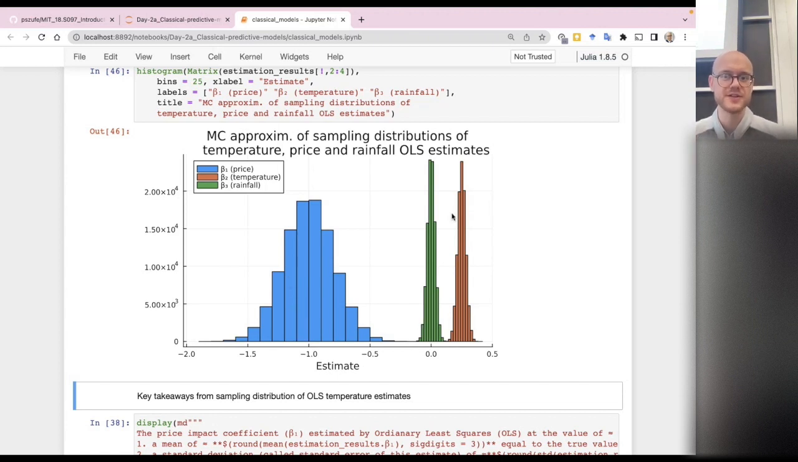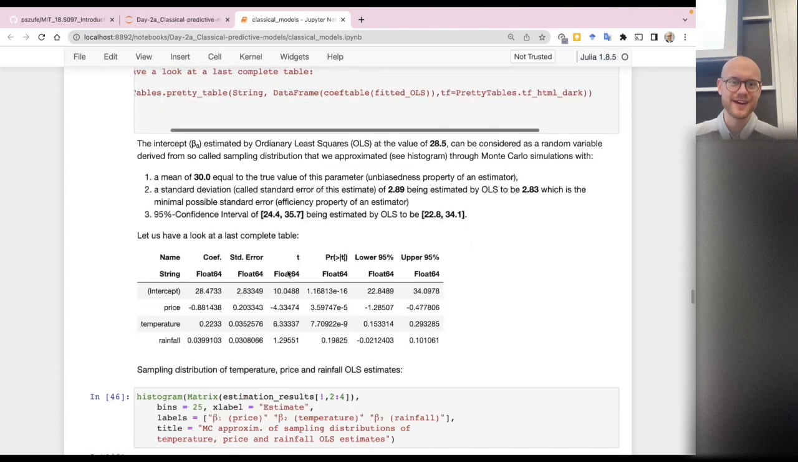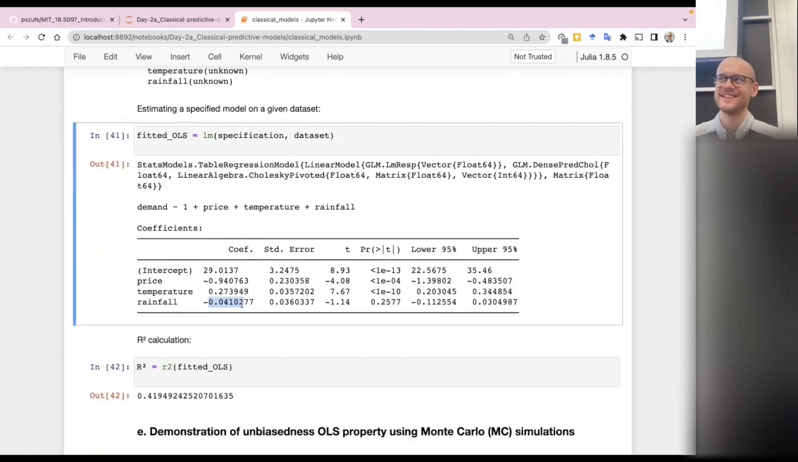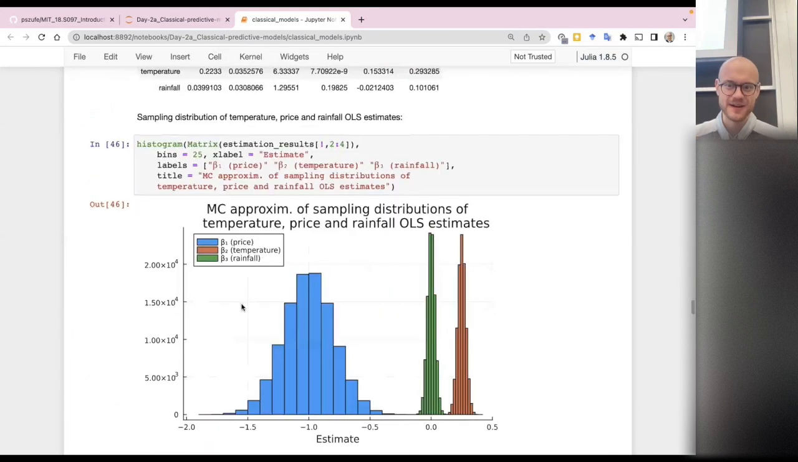And finally, we have rainfall, which we know is not significant. Its coefficient is actually equal to 0, and this sampling distribution is also centered around 0, but still having some deviation. So you will never get exactly 0 as a coefficient for not significant variables, but some random variable which is around 0. And this is how it works.